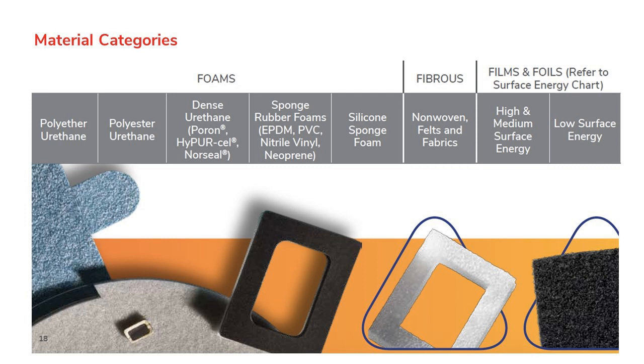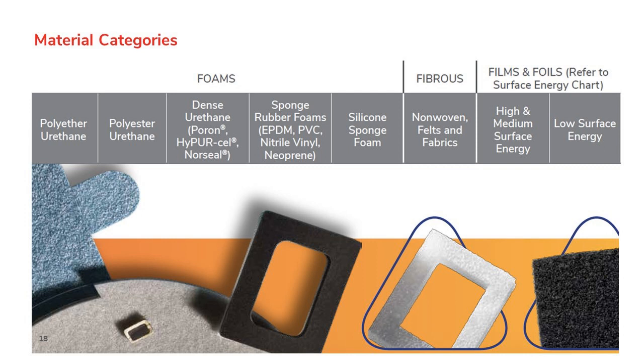Then the next broader category is what we're calling fibrous, and we're lumping it all together here. This would include nonwovens, felts, and fabrics. An example of one of these would be a flock that's used in automotive for buzz, squeak, and rattle. That would fit within the fibrous category.